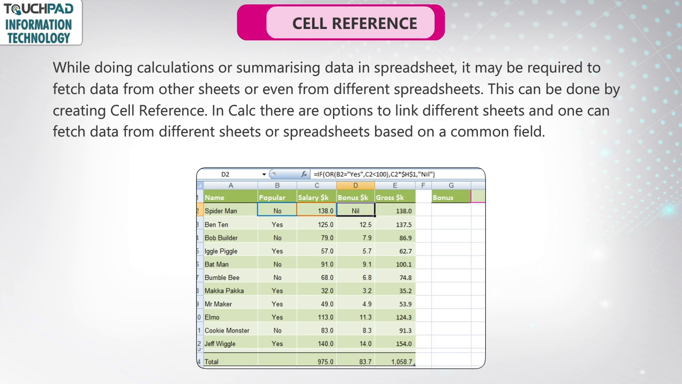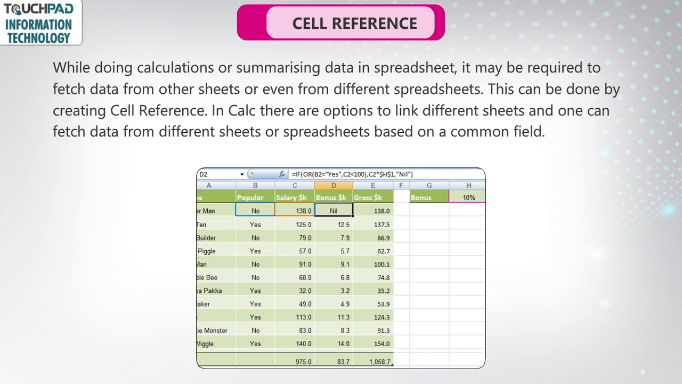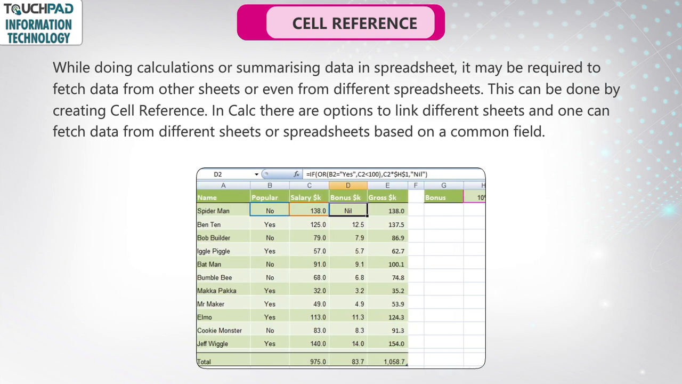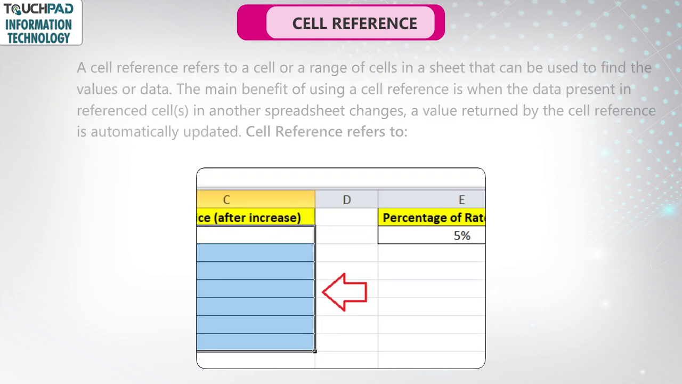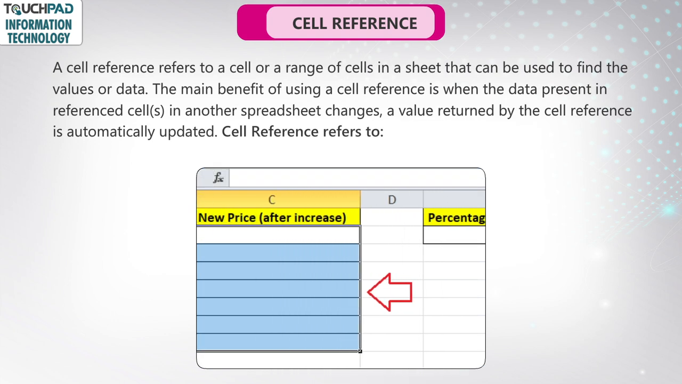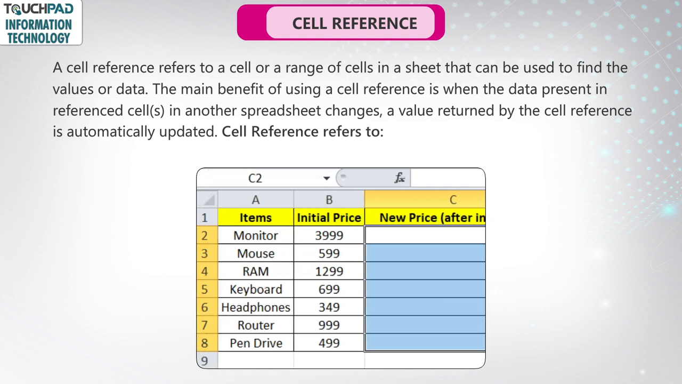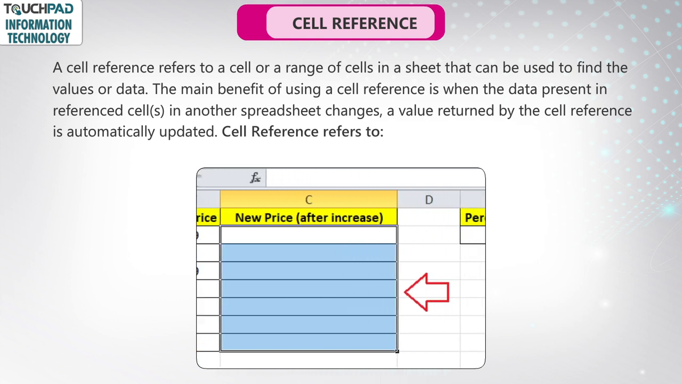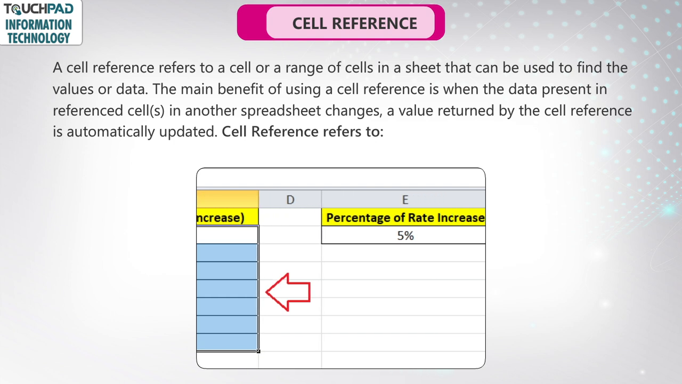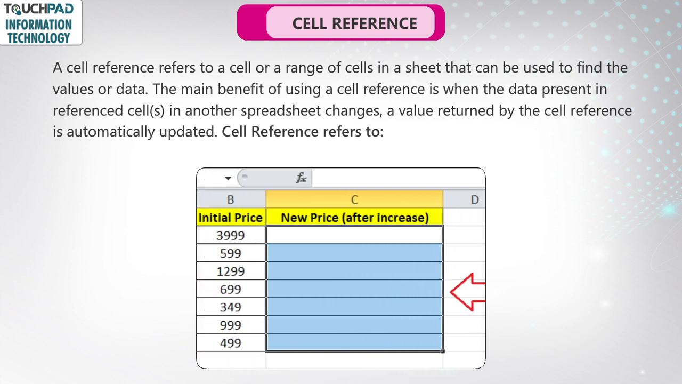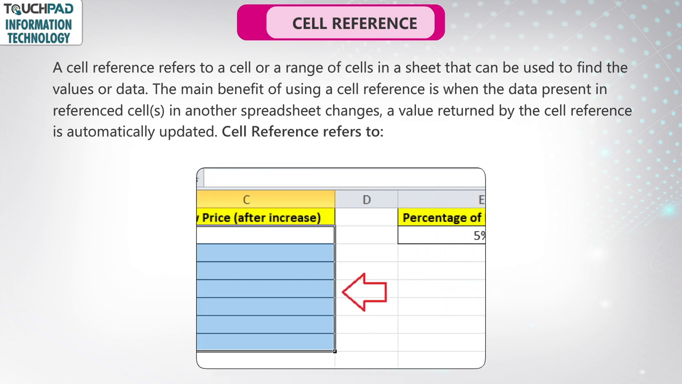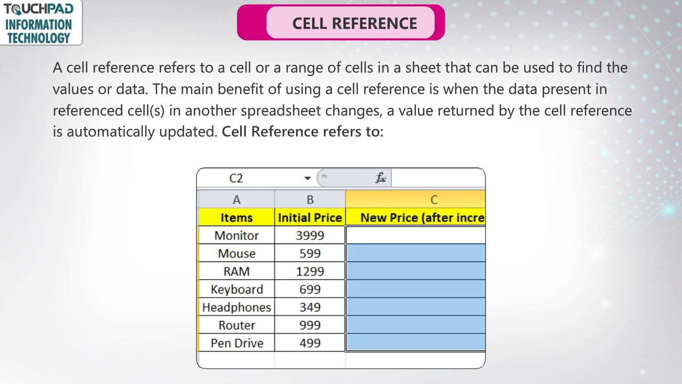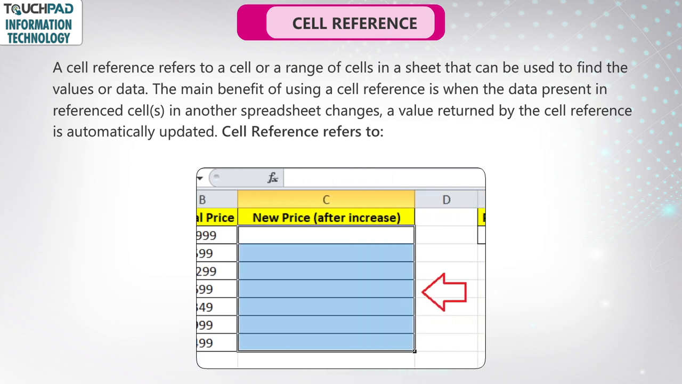In Calc, there are options to link different sheets, and one can fetch data from different sheets or spreadsheets based on a common field. A cell reference refers to a cell or a range of cells in a sheet that can be used to find the values or data. The main benefit of using a cell reference is that when the data present in the referenced cells in another spreadsheet changes, the value returned by the cell reference is automatically updated.